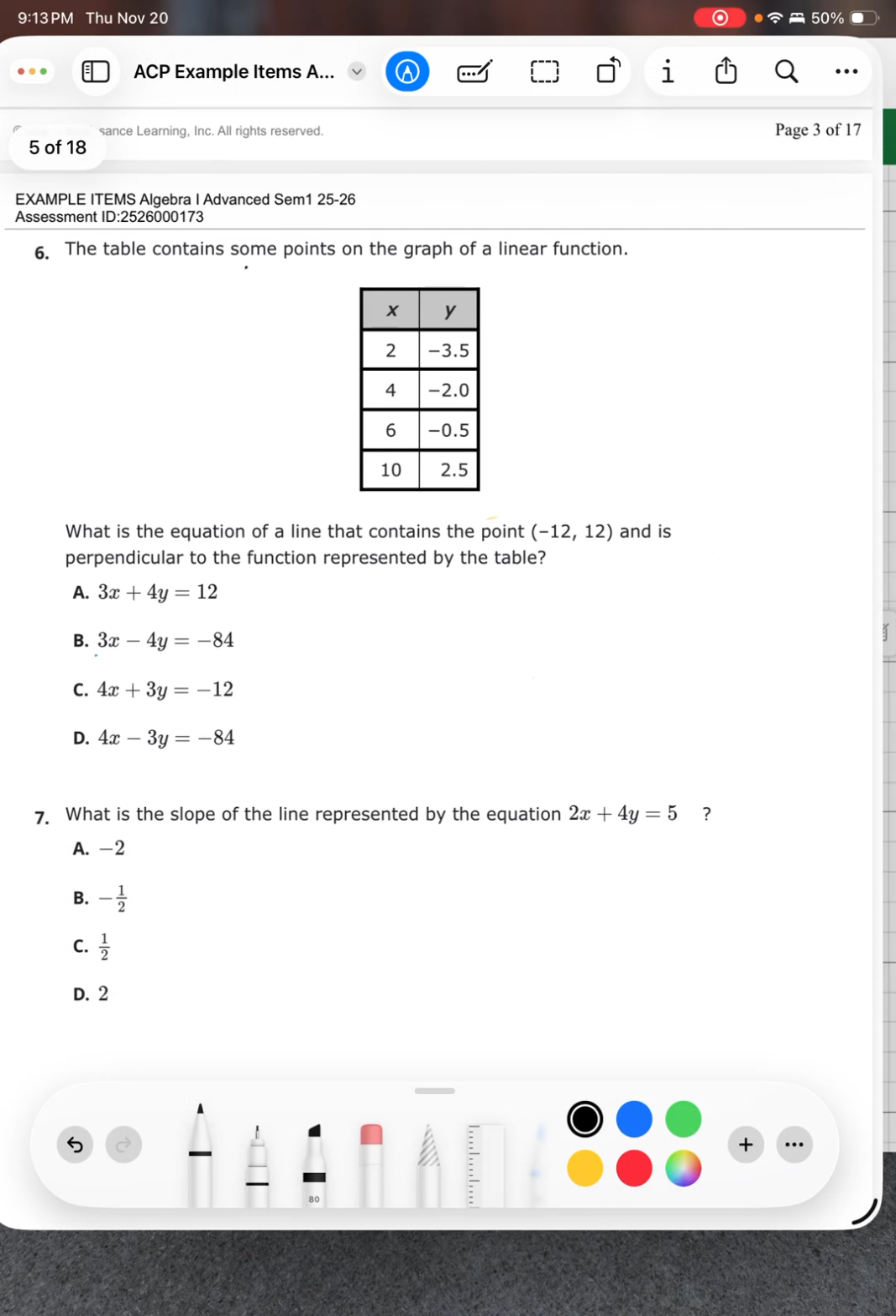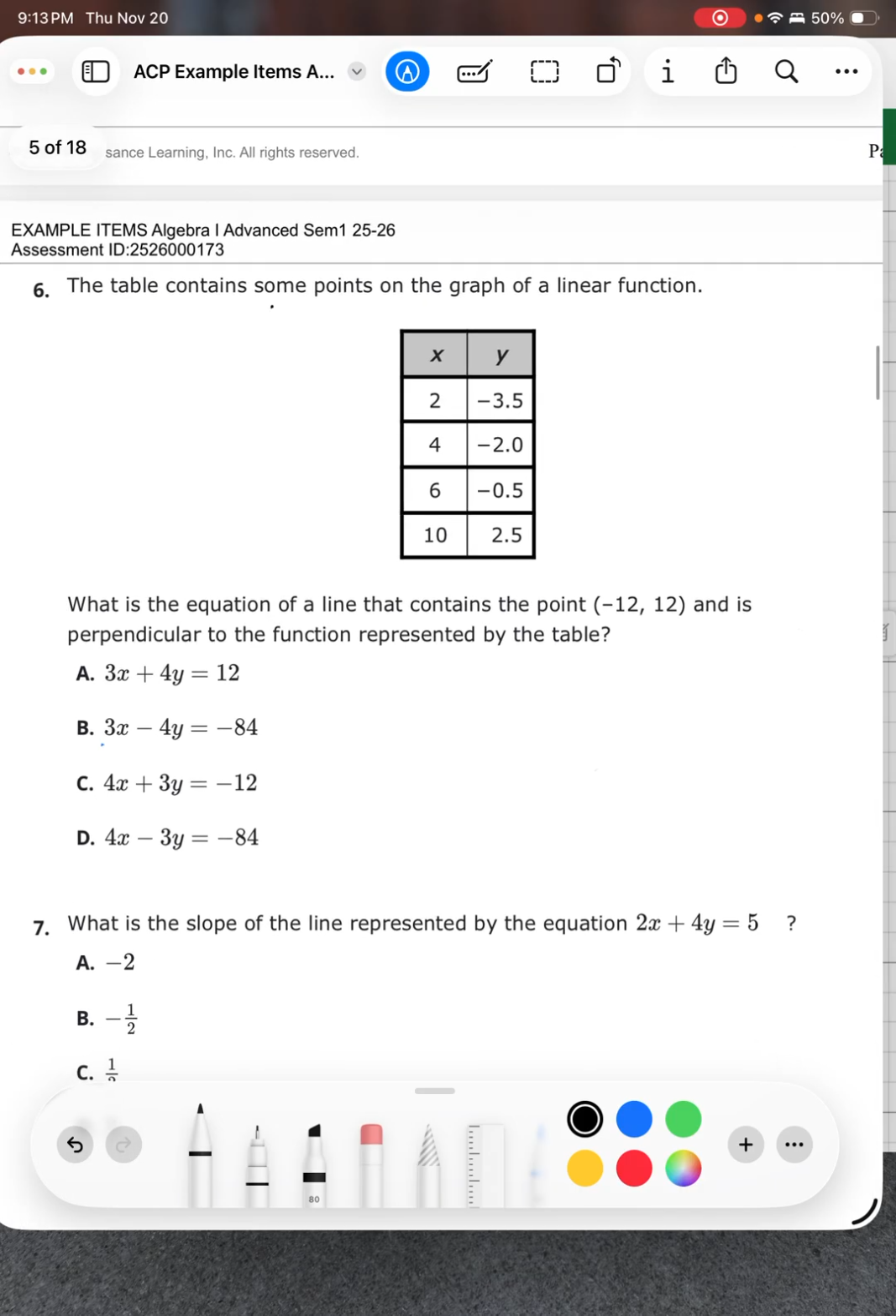Okay, here I'm going to start teaching you a little bit of quick tricks. Okay, so this one says the table contains some points on the graph of a linear function. What is the equation of a line that contains the point negative 12, 12 and is perpendicular to the function represented by the table? Okay, so perpendicular, I know my slope, for perpendicular, this is the mathematical symbol, and that is my clue for a flip and switch.